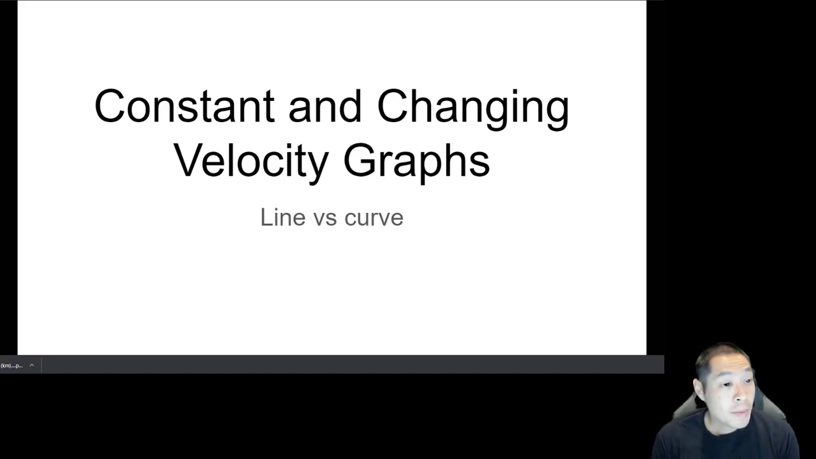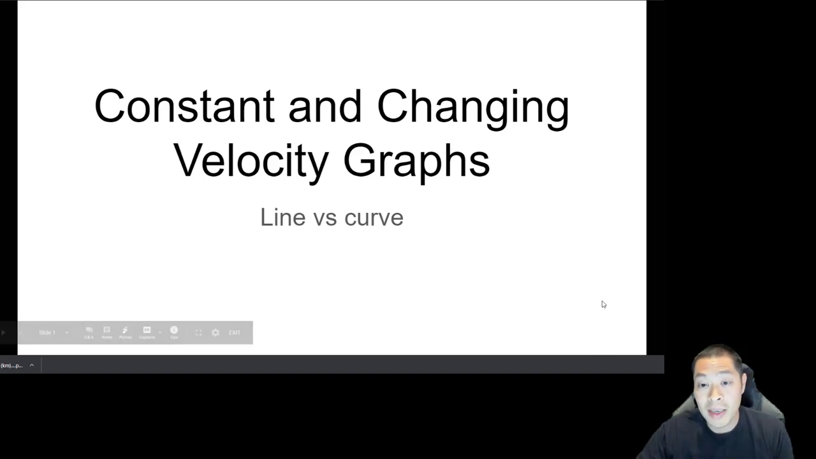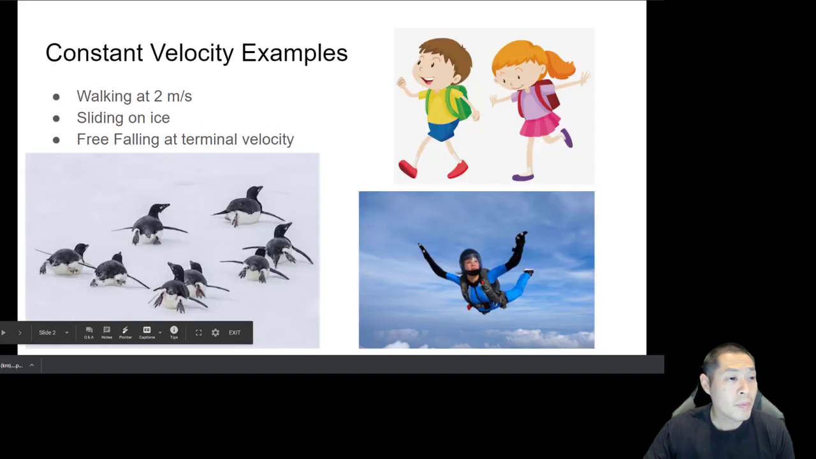So today we kind of want to talk about constant and changing velocity graphs, different situations that you might see them in, also how to interpret the graphs and how to know when you see certain things, understand what's going on. And we're going to do some practice problems at the end and then eventually let you go and graph on your own.